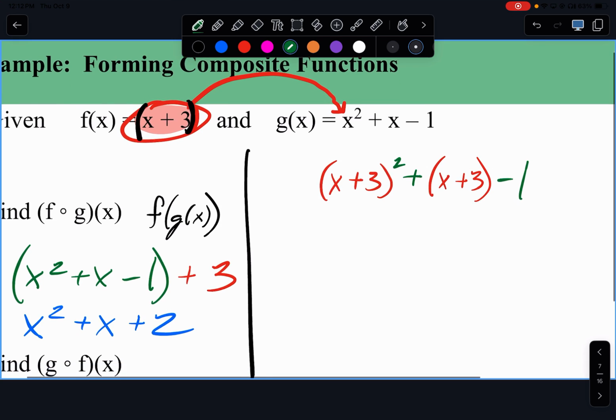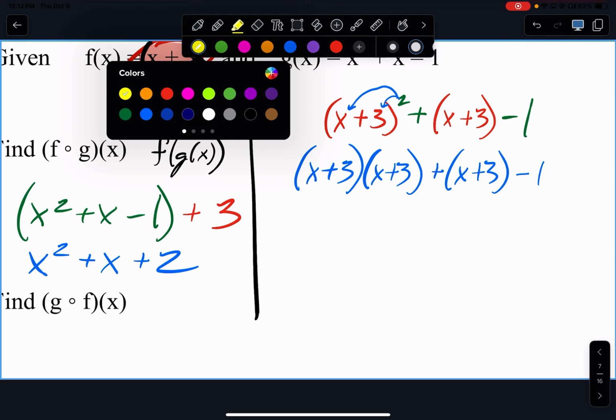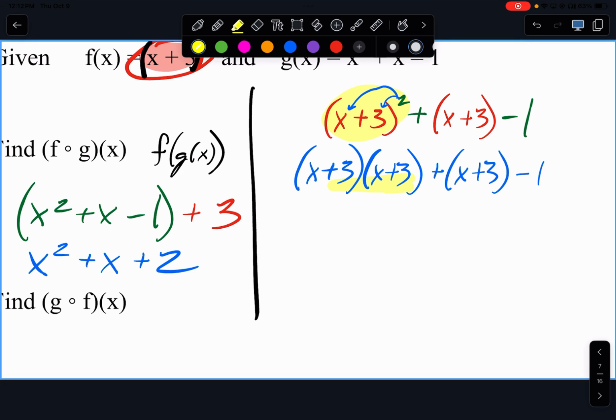Okay, so now this is an area where some of us, I think we've done this. Can we do that? No. If it was this 3x like that, then we could, because it's multiplication in there, right? But it's not. We have that addition in there. So what it is, it's that whole value squared. So this is where I have to take that and basically put it under the copy machine. So x plus 3 times x plus 3, plus x plus 3 minus 1. So what we did is we took this right here and we made it into this, because there's two of them.